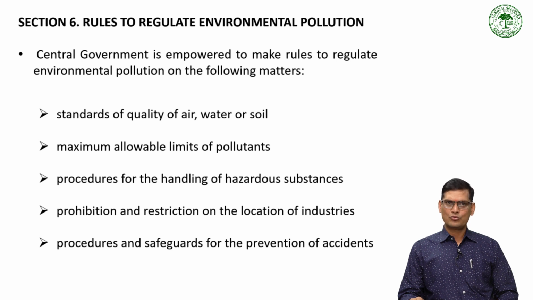Section 6. Rules to regulate environmental pollution. Section 6 deals with rules to regulate environmental pollution, and it states that the central government is empowered to make rules to regulate environmental pollution on the following matters: standards of quality of air, water or soil, maximum allowable limit of pollutants, procedure for the handling of hazardous substances, prohibition and restriction on the location of industries, and procedure and safeguards for the prevention of accidents.